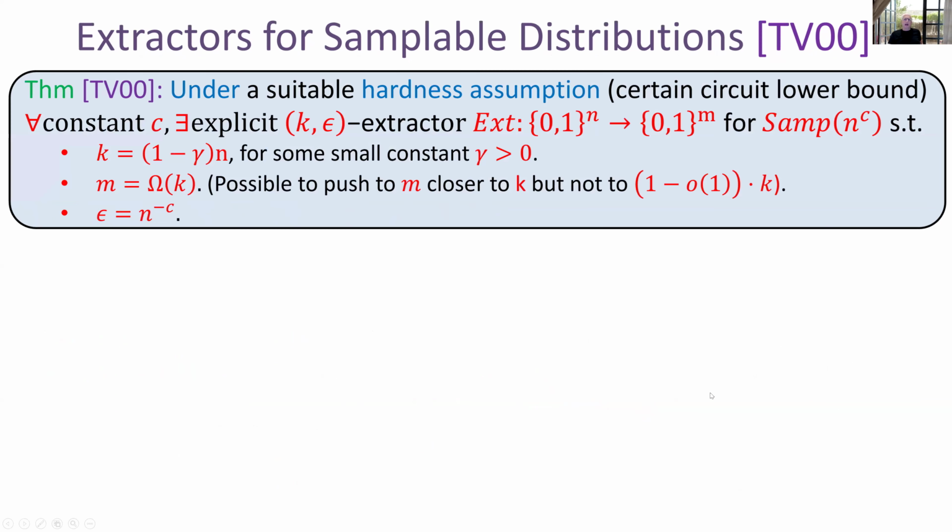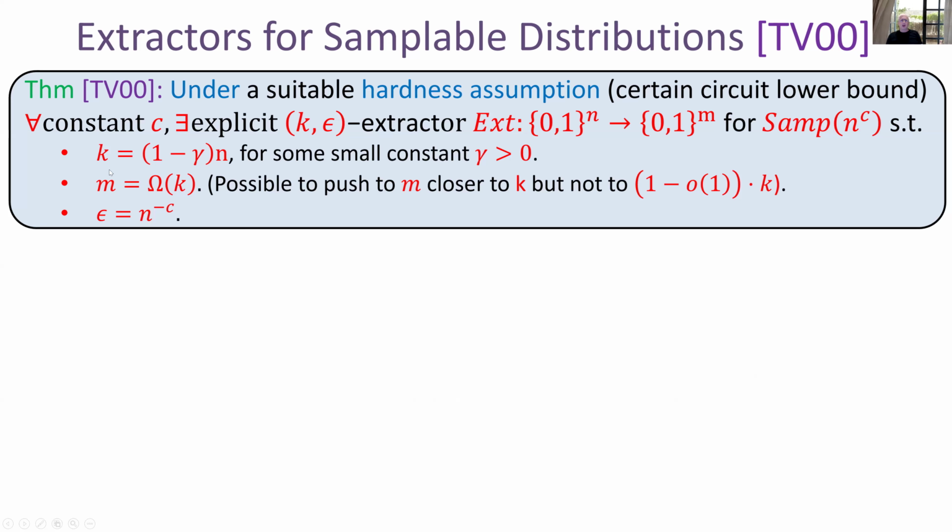Okay? And indeed, the main result of Trevisan and Vadhan in that influential paper was that under a suitable hardness assumption, under a certain circuit lower bound, which I'll state precisely in a moment, we have a result of the form which I just described. Namely, for every constant c, there exists an explicit extractor for distributions samplable by size n^c circuits with the following parameters. The parameters are not that important, right?